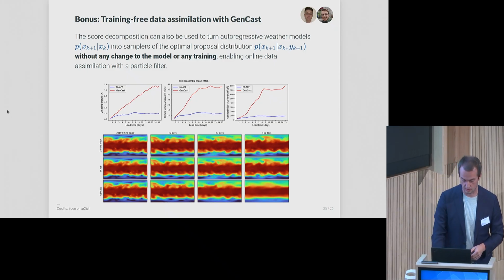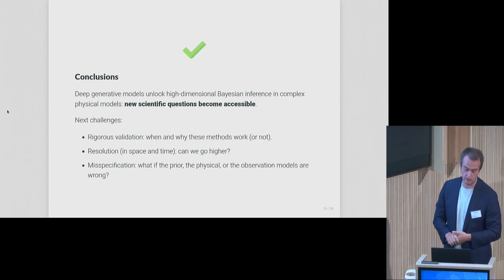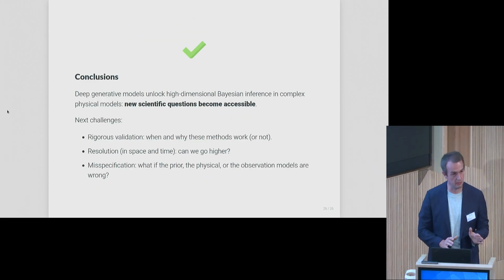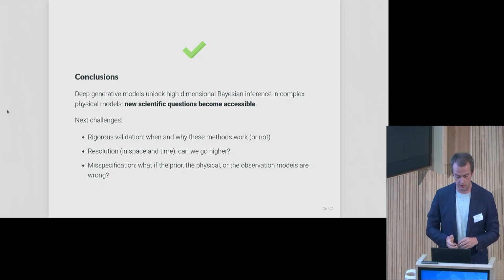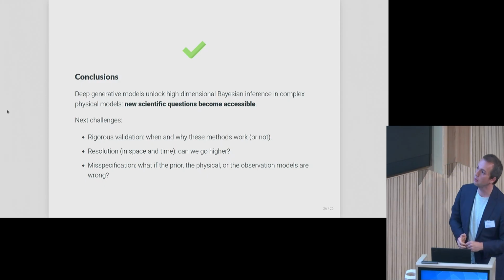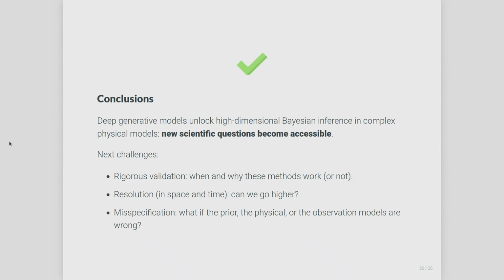All right, so in conclusion, my main message today is that deep generative models unlock high-dimensional Bayesian inference problems in complex physical models without making any compromise about the complexity and the science that you want to put in the model. And in my opinion, this should unlock new scientific questions that previously were not possible because of the sheer size of the problem they would induce. Of course, many challenges remain.